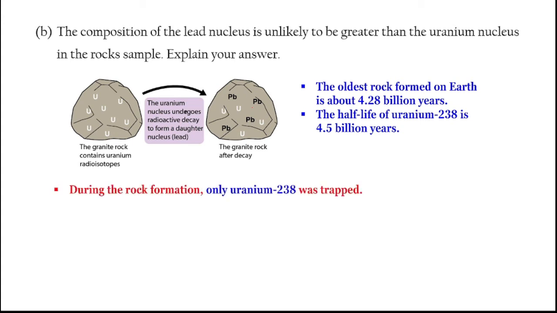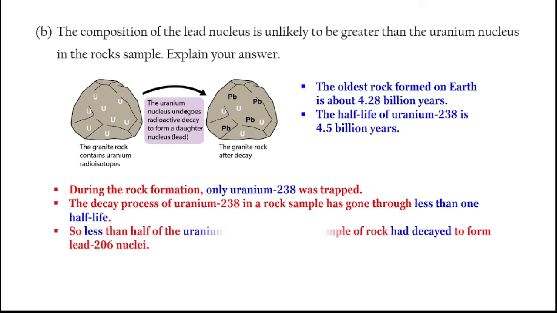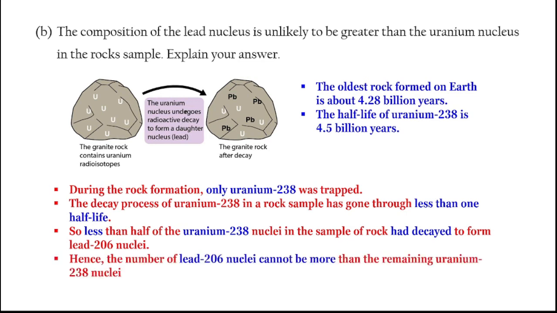Okay. So teacher will read out the answer. So during the rock formation, only uranium 238 was trapped. Okay, all of it was uranium. Then the decay process of uranium 238 in a rock sample has gone through less than one half-life. So less than half of the uranium 238 nuclei in the sample had decayed to form lead. We read the number at the back. Hence, the number of lead cannot be more than the remaining uranium 238. As teacher explained earlier.